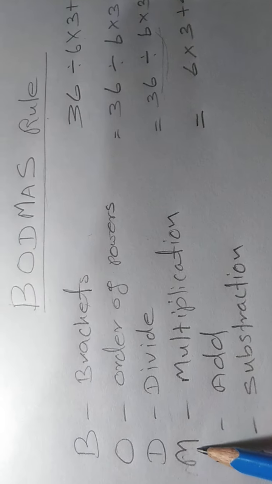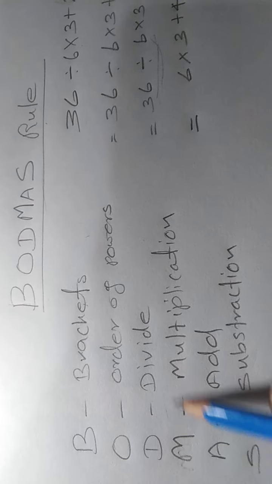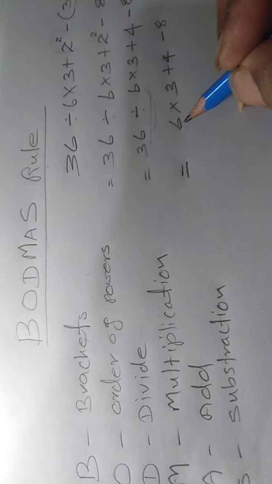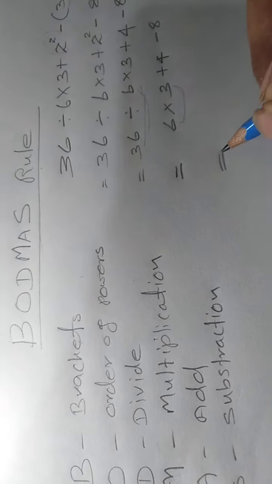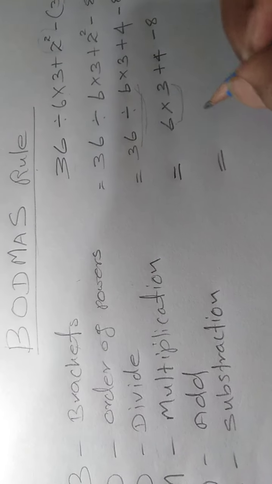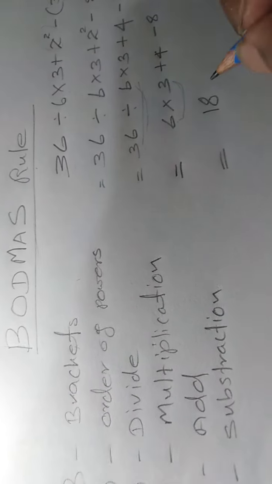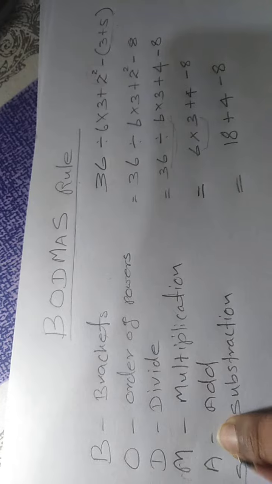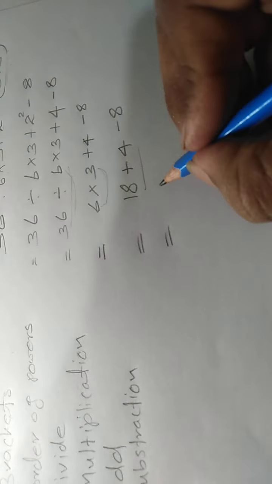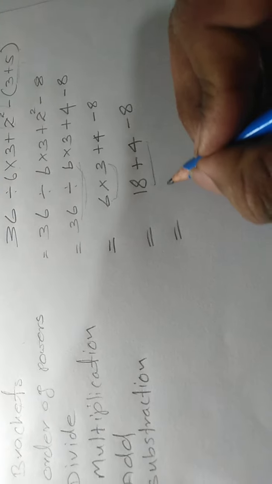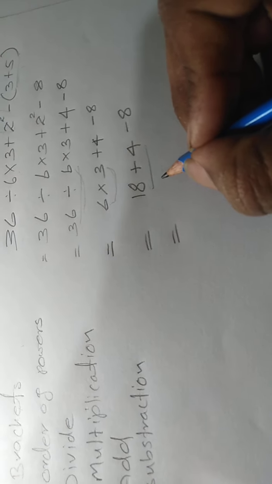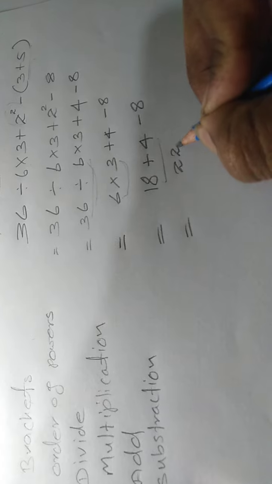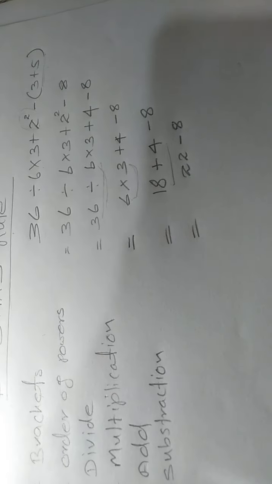Then in this rule, next we have multiplication. We do this part: 6 into 3 is 18, plus 4, minus 8. You can see clearly. Then add these two: 18 plus 4 means 22. Then next is 8.